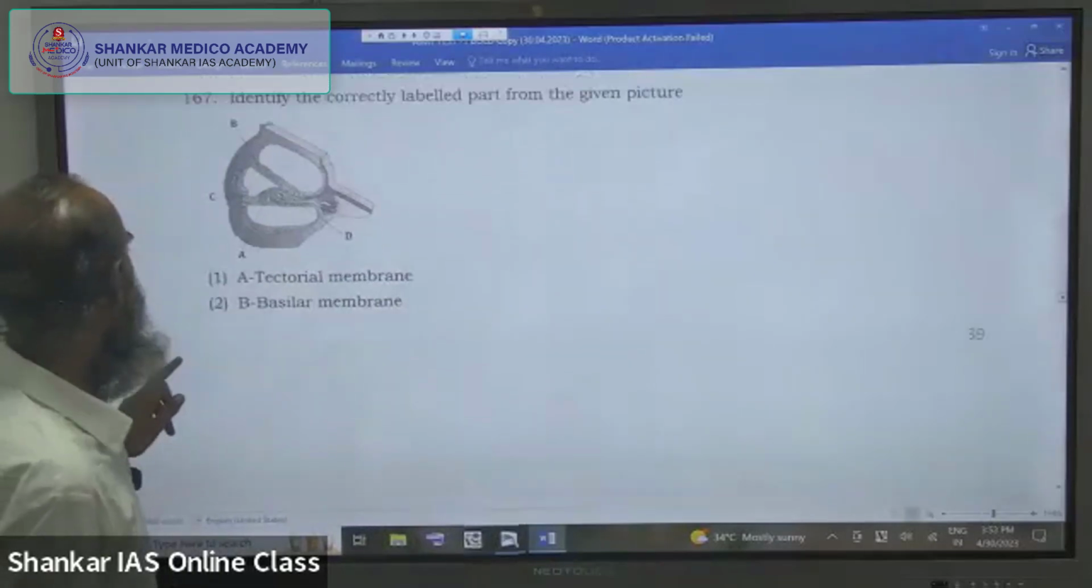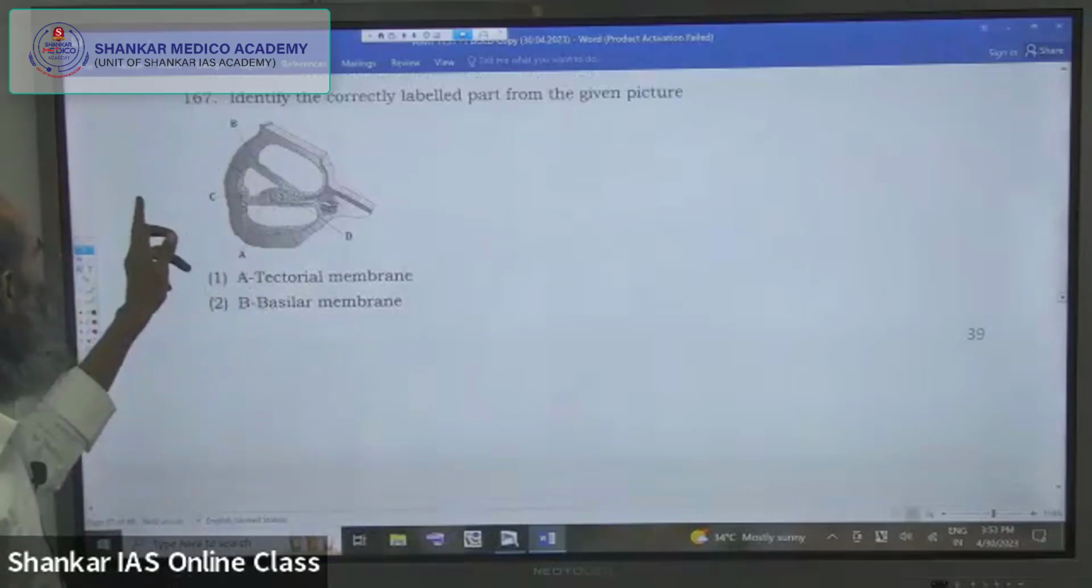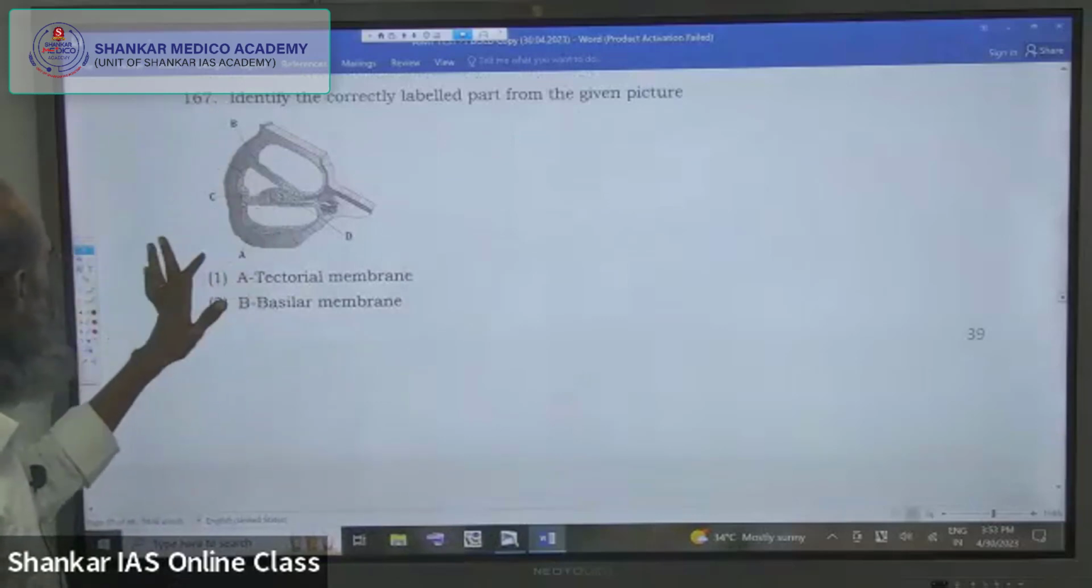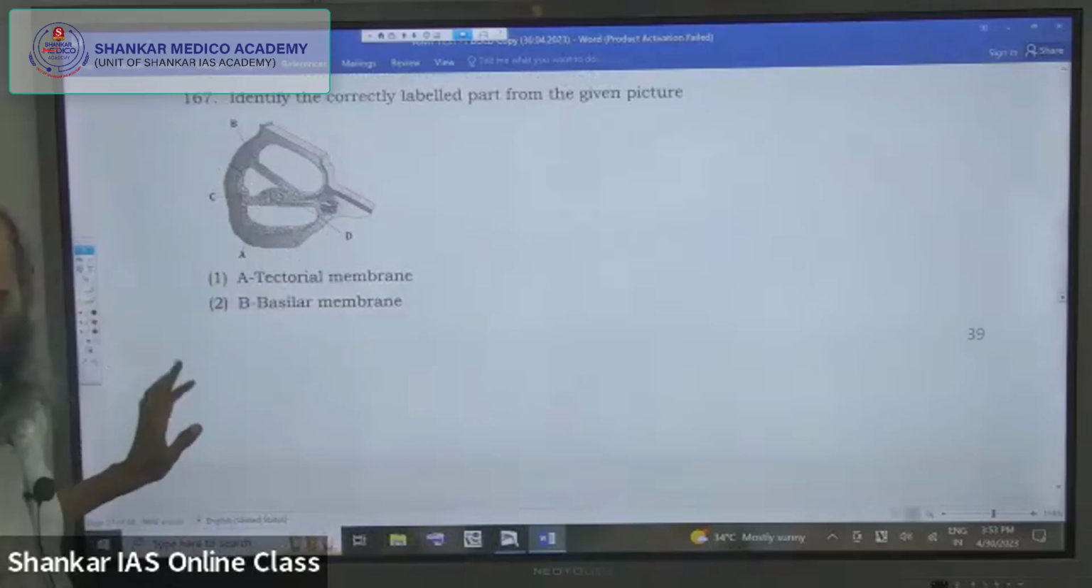Okay, these are all. So this is rhinus and this is cochlea, and here A is the basilar and tectorial membrane.